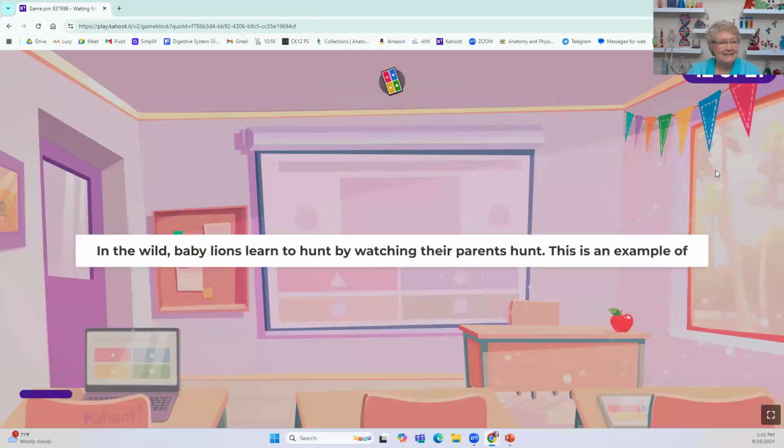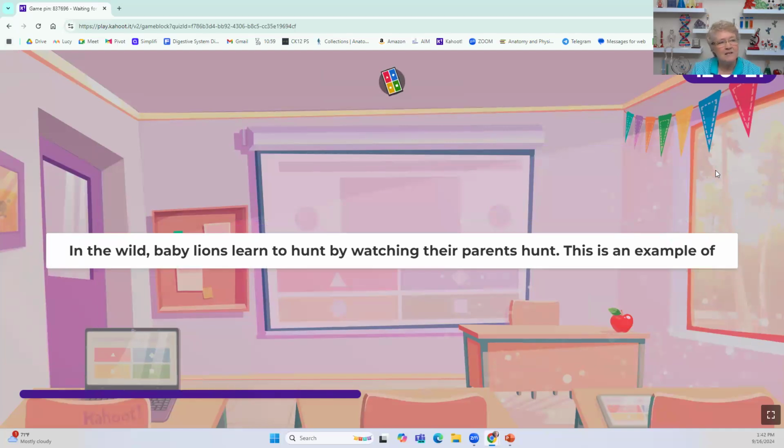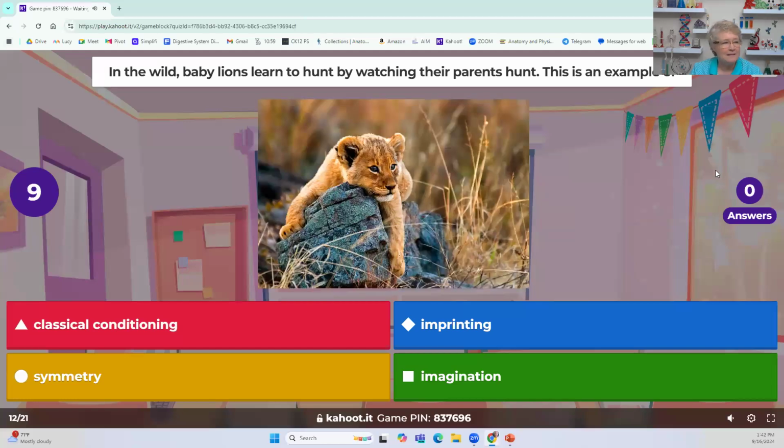All right. In the wild, baby lions learn to hunt by watching their parents hunt. This is an example of what?